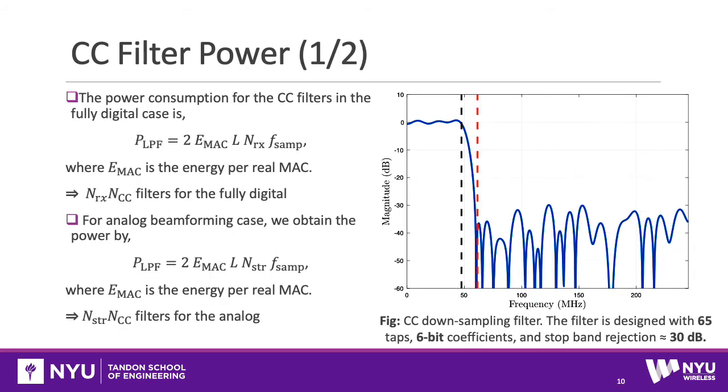The power consumed by the component carrier filter in the fully digital case depends on the energy per real MAC operation, the length of the filter, the number of receive antennas, and the sampling frequency. While in the analog beamforming case, it depends on the energy per real MAC, the length of the filter, the number of streams, and the sampling frequency.